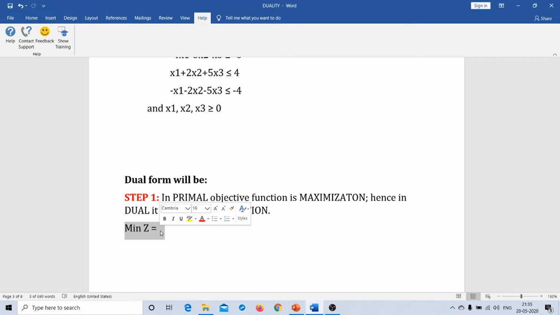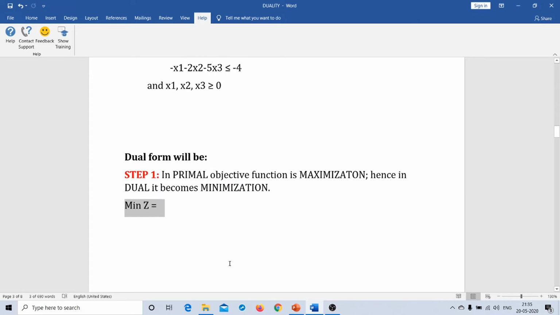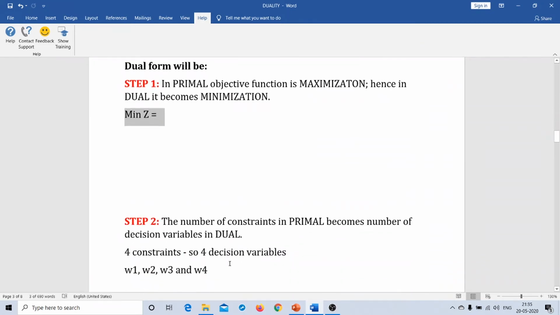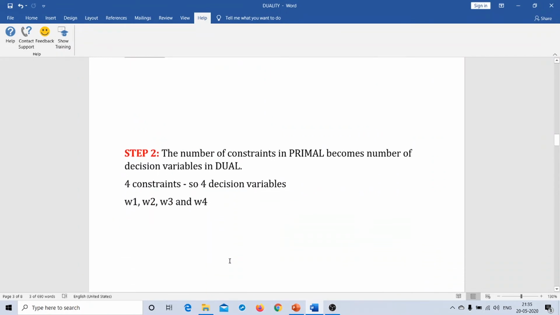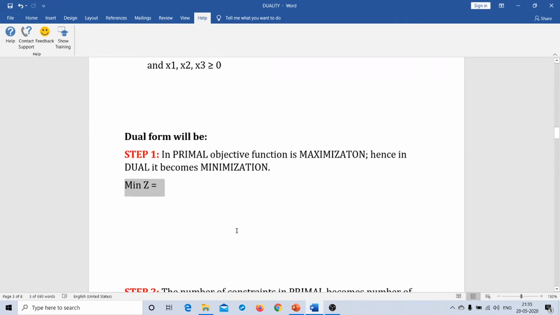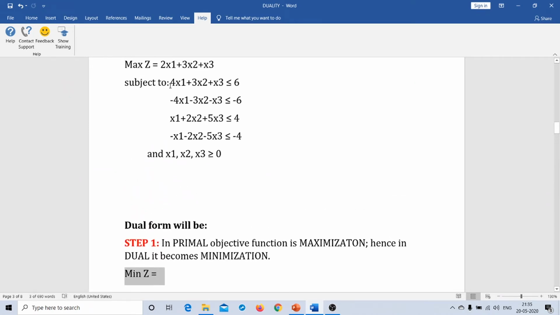So if it is maximization in primal, it becomes minimization in dual and vice versa, right? Now the next step is this: the number of constraints in primal becomes the number of decision variables in dual. Got it? Now let us look at how many constraints you have. You have 1, 2, 3 and 4, right?